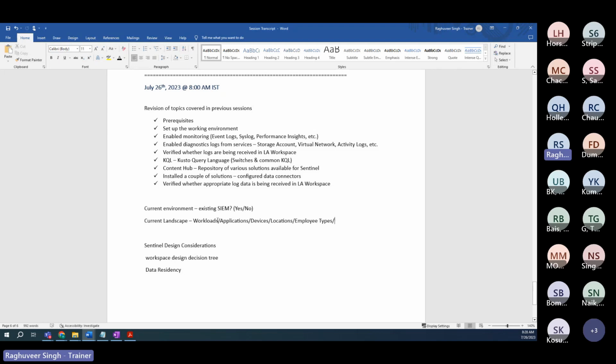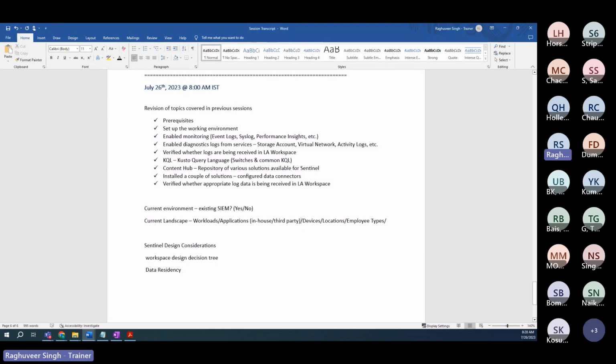If they are virtual, then are they using Hyper-V or VMware or Citrix? Which type of virtualization? Workloads also include data centers. How many data centers do they have? Applications, different types of applications that the customer is using. Now this would include both in-house developed as well as third-party applications.